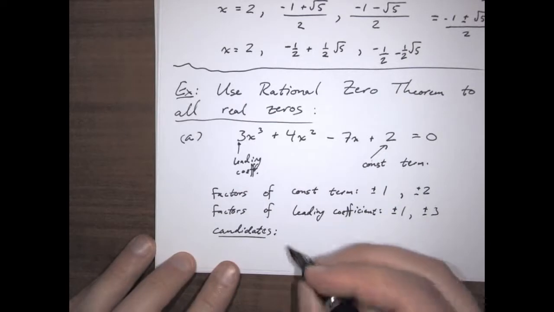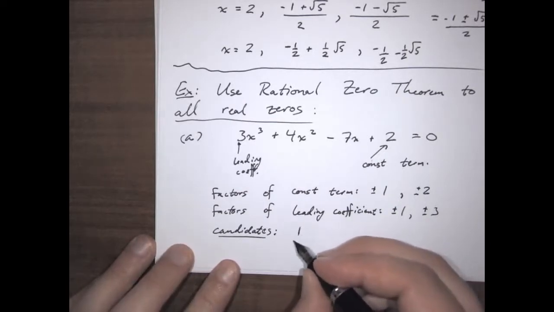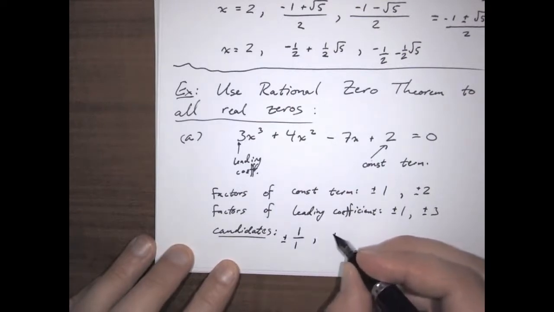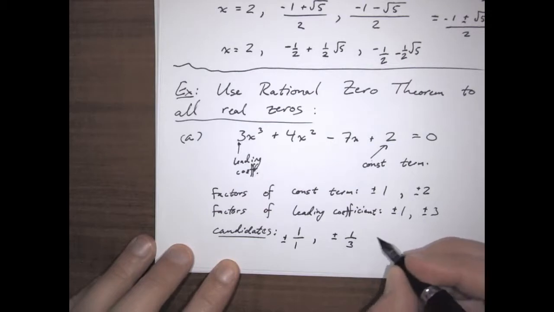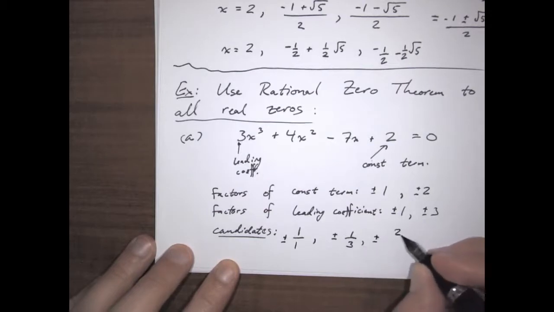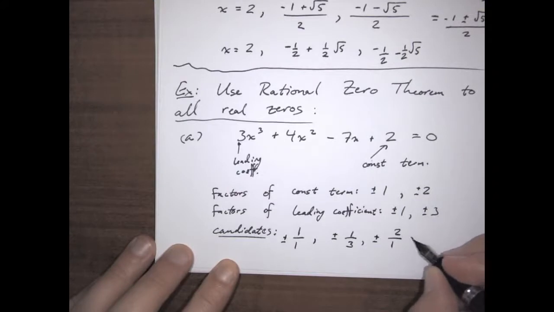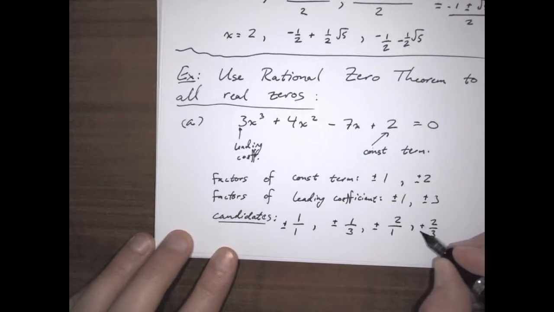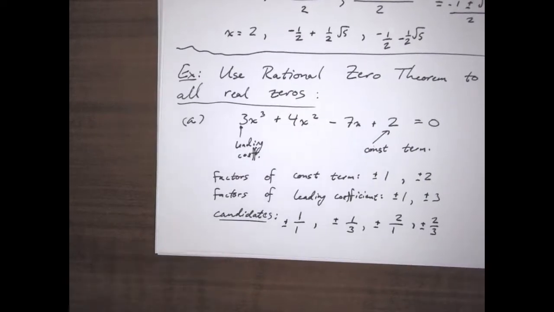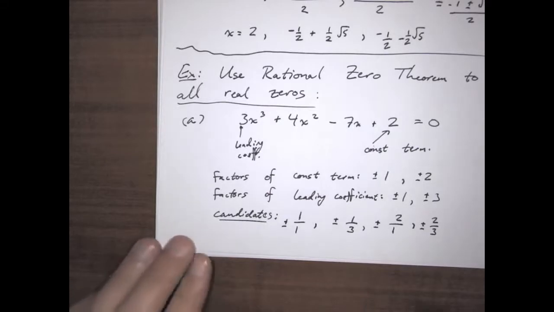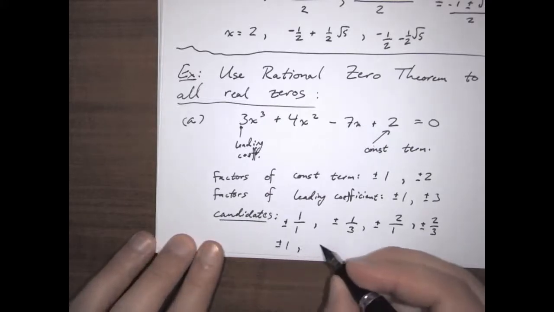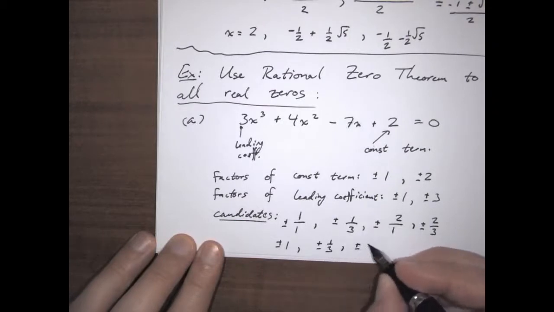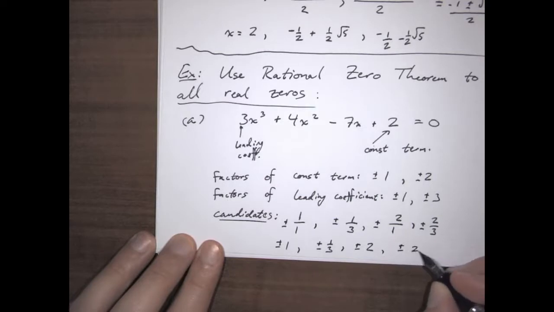The candidates are going to be 1 over 1, 1 over 3, 2 over 1, and 2 over 3, and in all cases plus or minus. So in other words, plus minus 1, plus minus 1/3, plus minus 2, plus minus 2/3.